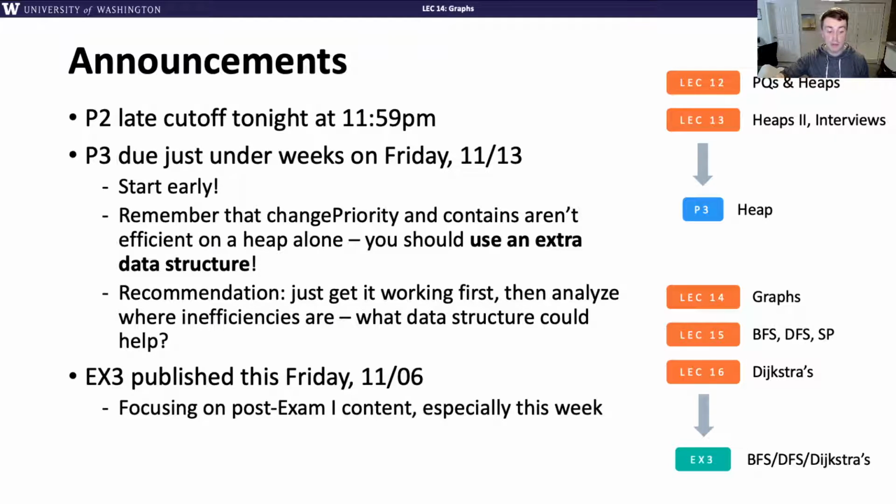So we're going to tell you that you're going to want to use an extra data structure in your problem to help you answer this change priority and contains problem. We recommend you ignore this extra data structure at first. Just get it working. You'll probably fail the efficiency tests. And then once you have a working version, see what parts you can make more efficient by using another data structure. So we just wanted to give you a heads up that that part is going to look different than what we talked about in lecture, but we're trying to give you lots of advice for how to tackle those problems.